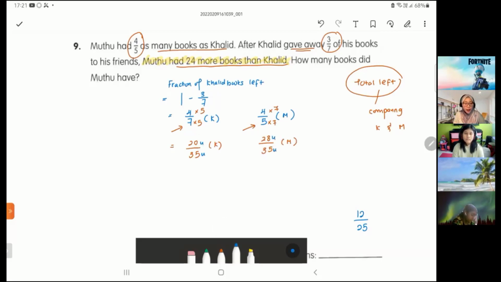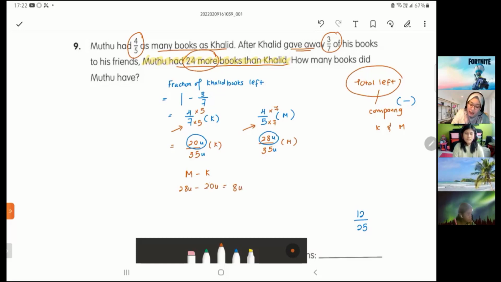You know that, right? So now can I compare? Do I compare the total? No. I compare Khalid and Mutu. When I say I'm comparing, it means I minus. So we take Mutu minus Khalid because Mutu has 24 more, right? So Mutu will have a bigger unit. So 28 units minus 20 units equals 8 units. This 8 units is the more. How many more? 24. 1 unit will be 24 divided by 8.